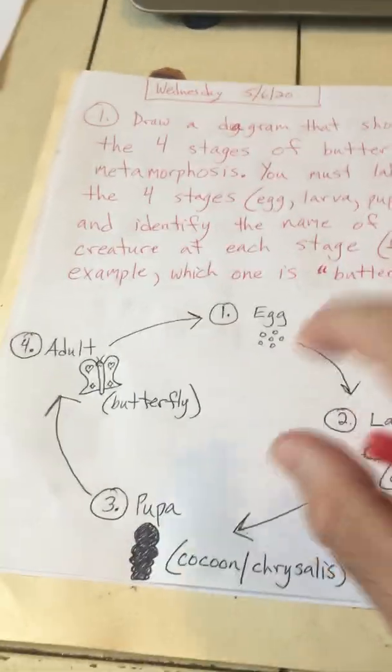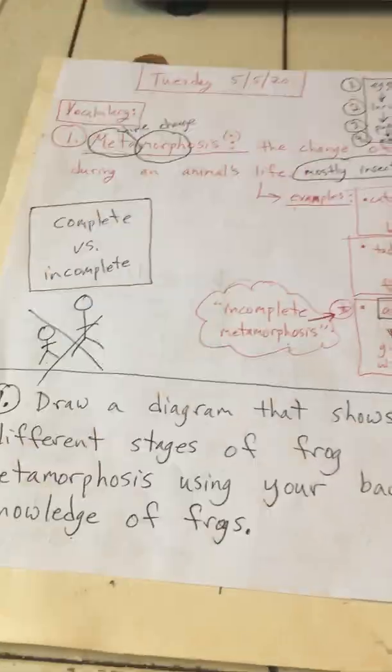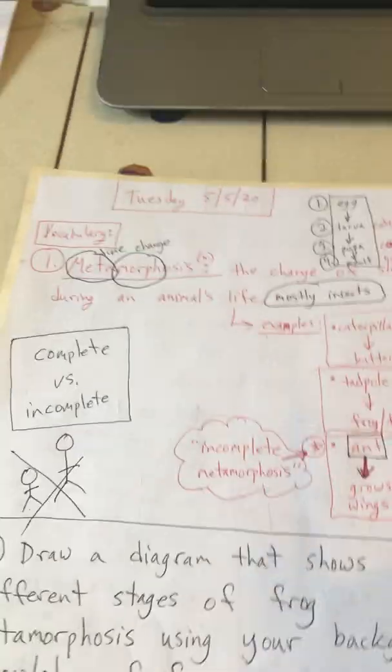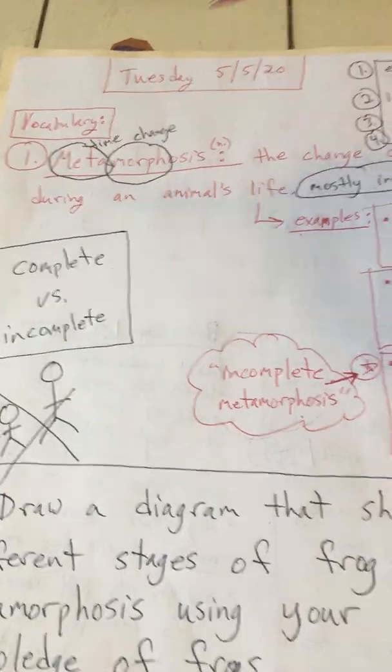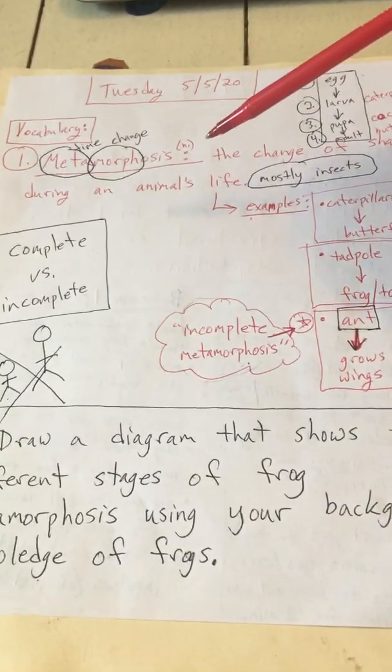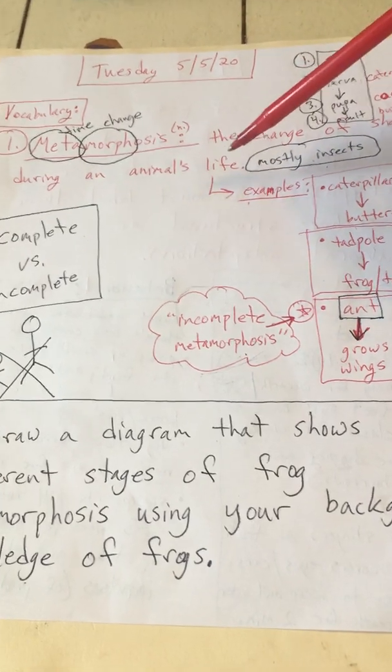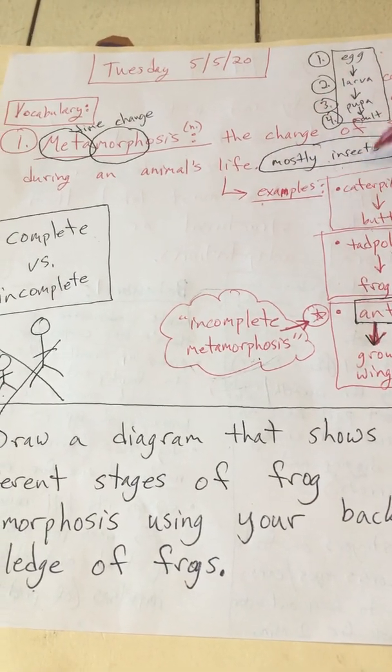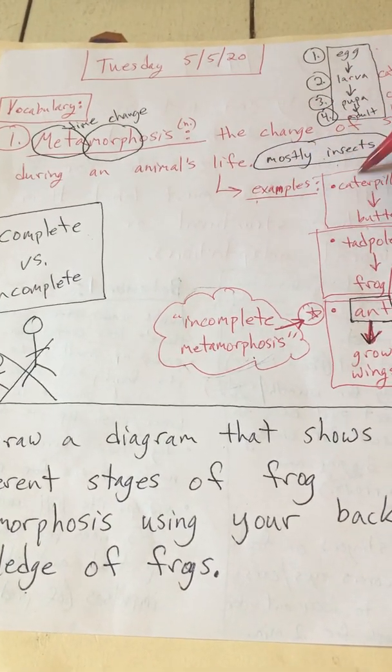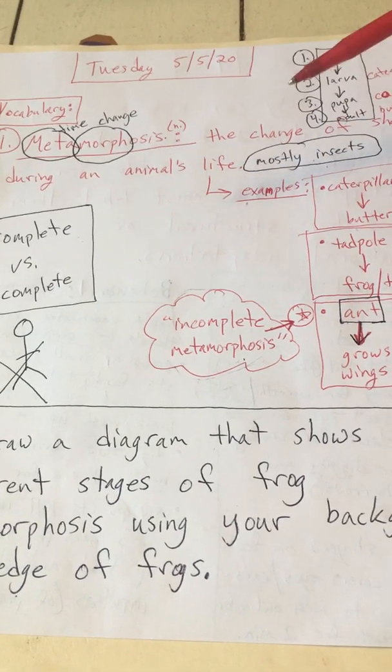So first of all, we're going to do a little review of what we've learned. We're going to go over yesterday's question. So far, the last 2 days, we've been learning about something called metamorphosis. That's the change of shape during an animal's life. And we learned that mostly insects are the creatures that go through metamorphosis.